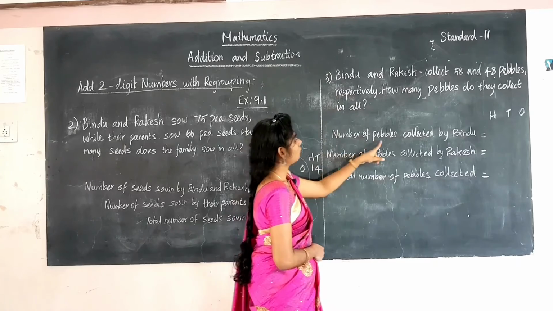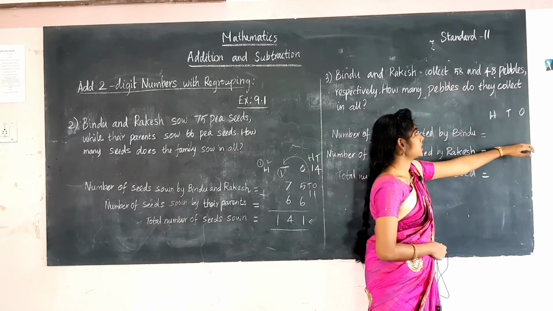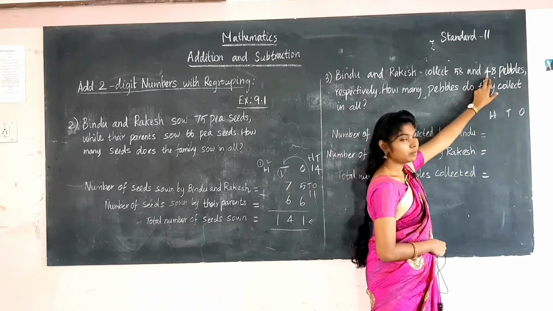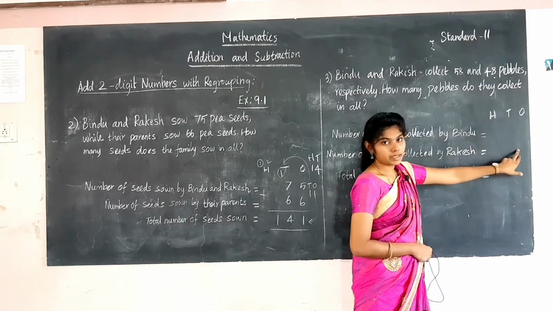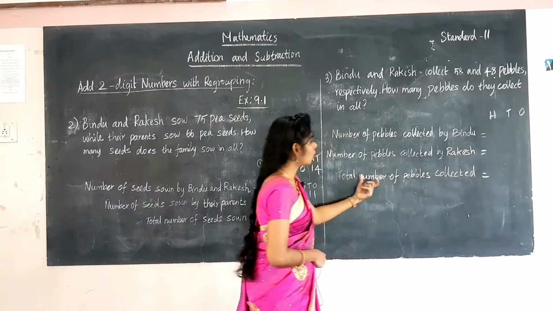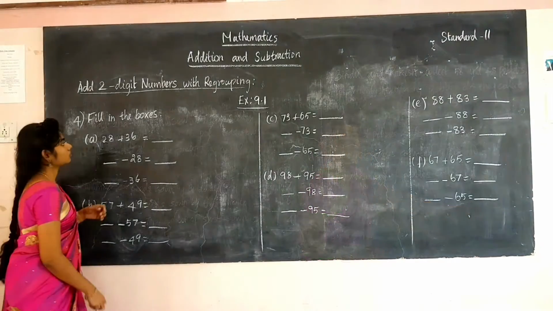Here the number of pebbles collected by Bindu is 58. We have to write it in the places. Then the number of pebbles collected by Rakesh is 48. So write it in the ones place and the tens place. Then add those two numbers to find the total number of pebbles collected. Do this as your homework sum.